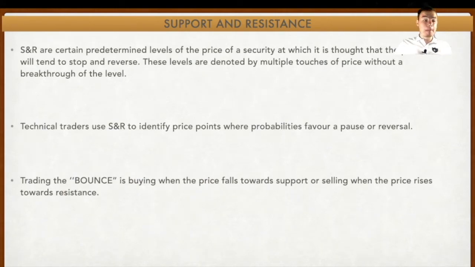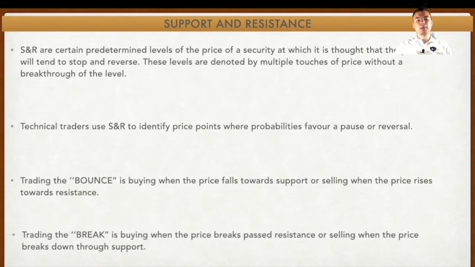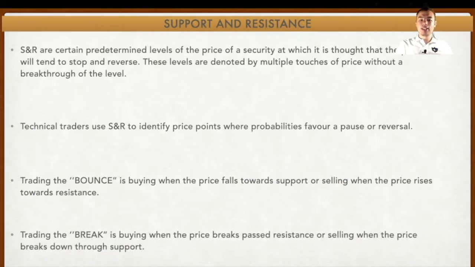Now, trading the bounce is buying when the price falls towards the support, and then selling when the price rises towards resistance. Trading the break is buying when the price breaks past resistance, and then it will retest as support, and then you buy. Or when the price breaks down through support, that support now acts as a new resistance, and then you sell from there.